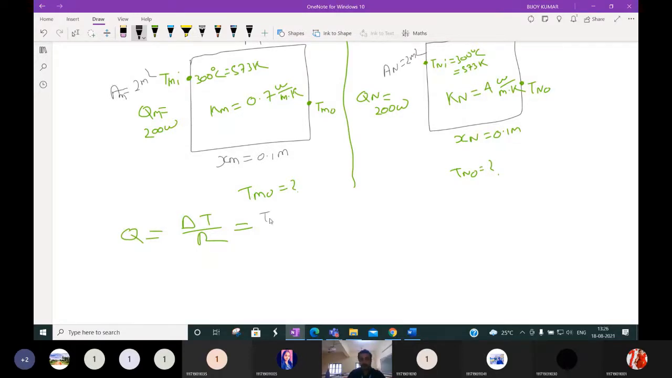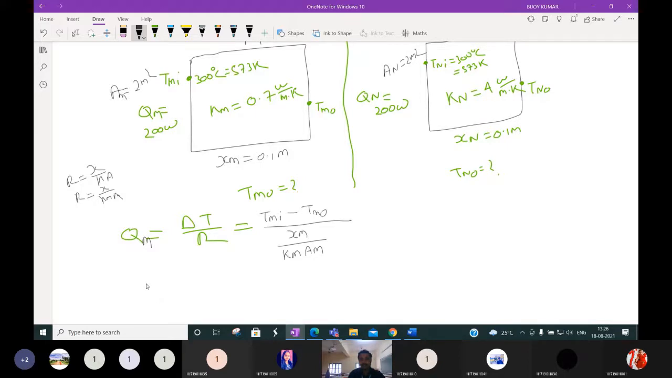So we can put here TMI minus TMO, because this is the high temperature inside the furnace and this is the outside temperature, TMI minus TMO, by R. What is R? R we know will be X by K for a plain wall if the K value is constant. If the K value is not constant, then X by Km A, where Km means mean temperature. Here the K value is directly given, so you can put it directly. It means XM by Km into AM, this is for QM.